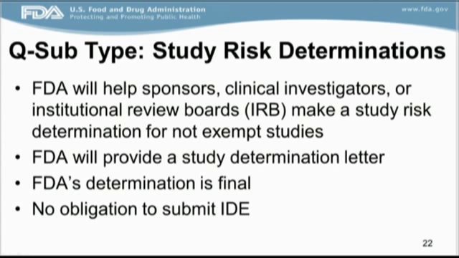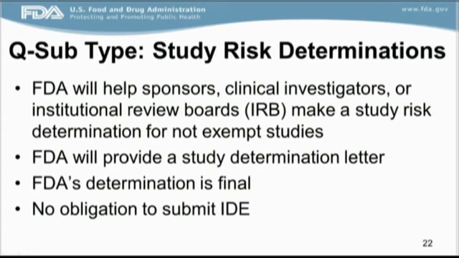FDA will review the study protocol and issue a letter to the sponsor indicating whether the study is exempt, or if not exempt, whether the study is a significant risk or not significant risk. This letter may be submitted to IRBs, who then do not need to conduct their own independent assessment of the study risk because FDA's determination is final.